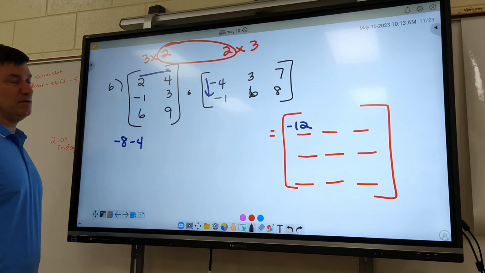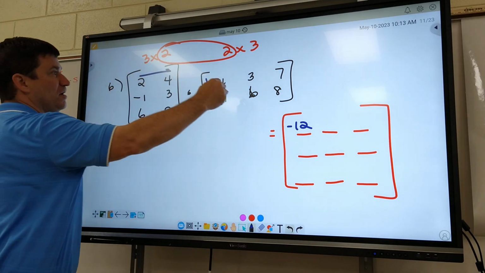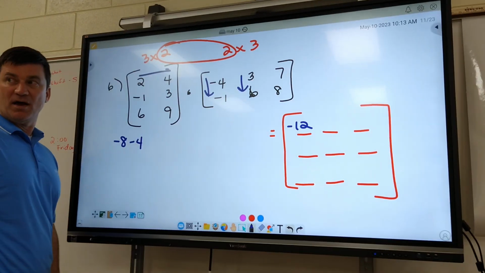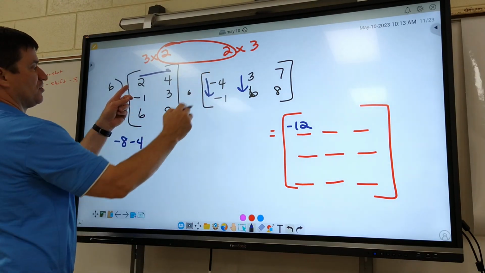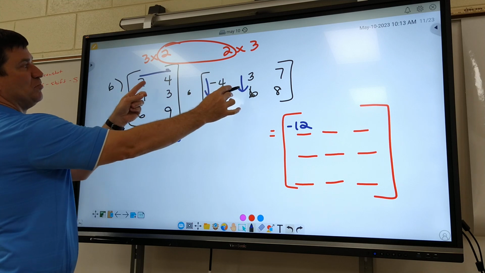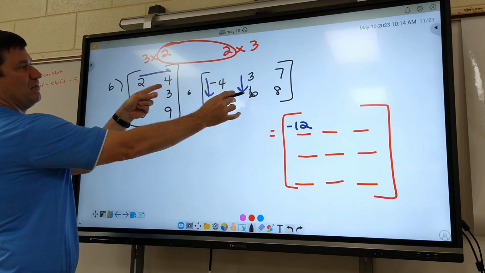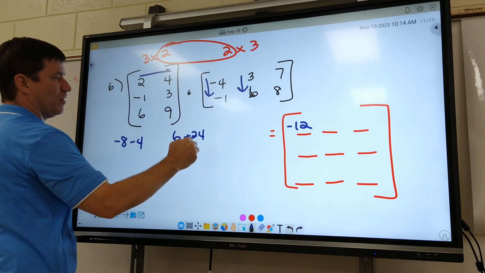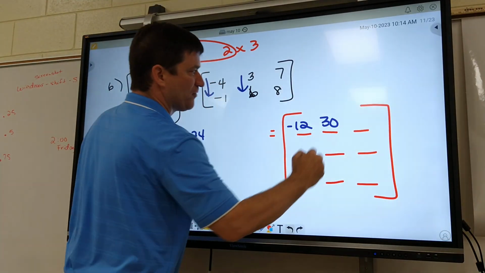All right. Next, Harlan, I'm going to stay up top here, and I'm just going to move over and do the next column, okay? 2 times 3 is 6. When you move, Harlan, move this way. 4 times 6 is 24. Add them up. This is 30 for that element.